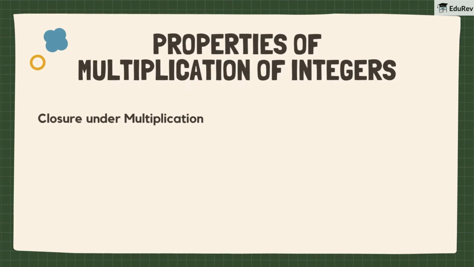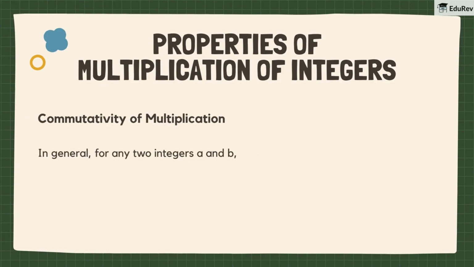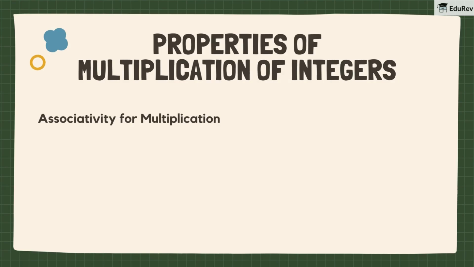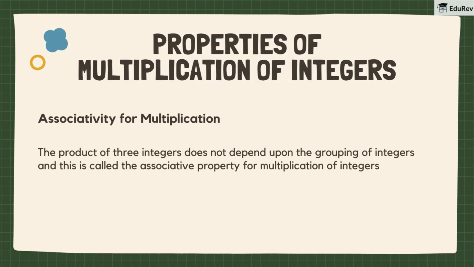Closure under multiplication. Guess what? Multiplication with integers always ends up with an integer. It's like a magic trick that never fails. Commutativity of multiplication. You can multiply them in any order, and it's all the same in the end. It's like a teamwork dream where everyone works well together no matter what. So, A multiplied by B is always equal to B multiplied by A. Associativity for multiplication. The product of three integers does not depend upon the grouping of integers, and this is called the associative property for multiplication of integers.